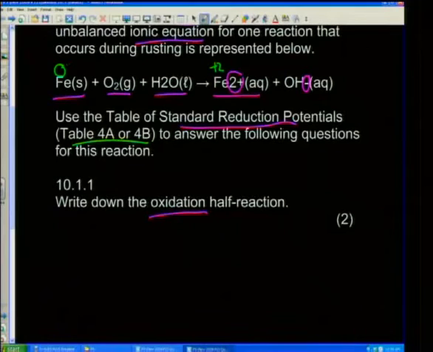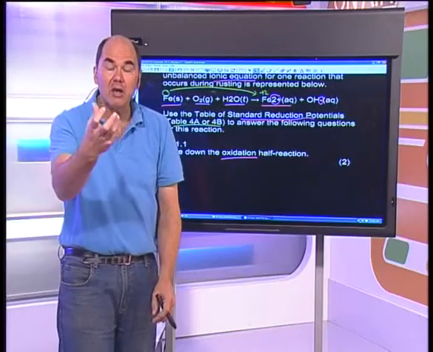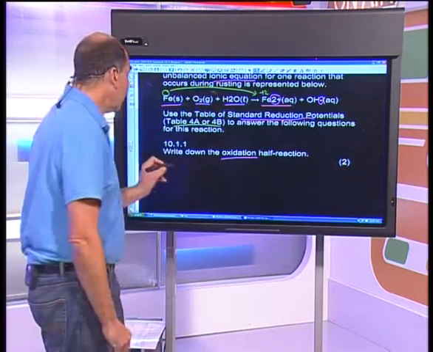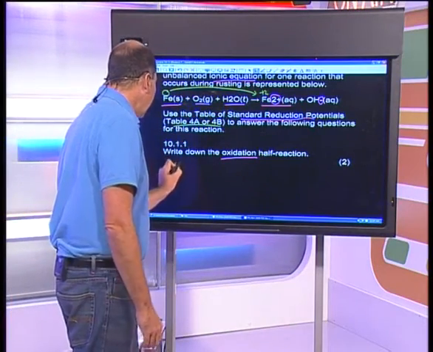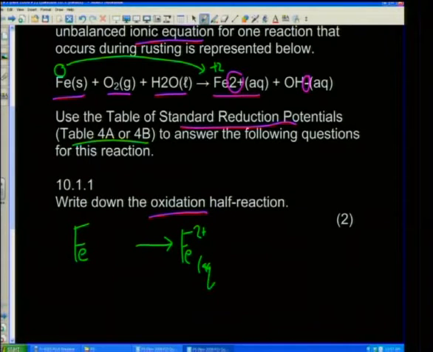So what's happened to go from 0 to plus 2? Well, it's lost electrons. What is oxidation? Loss of electrons. So here we go. Without even looking at the table, you can confirm it by looking at the table, but I'm going to recognize from this that I've got iron to start with, and I've ended up with iron 2 plus in aqueous solution. How did I get there? Well, I lost some electrons, so I've got iron 2 plus and 2 electrons. And there's my oxidation half reaction.